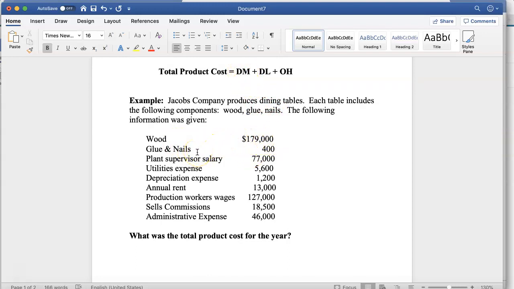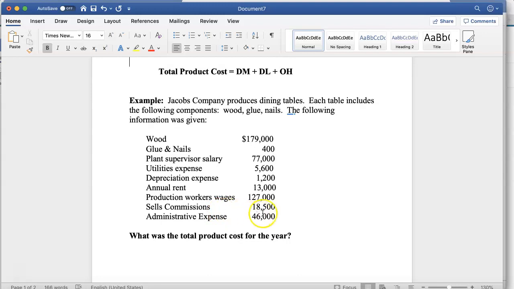Glue and nails are not direct material. That would be indirect material, and we would find that in the overhead account, so that would be included. Plant supervisor salary is indirect labor, and that's part of overhead. Utilities expense, depreciation expense, and the rent would all be considered overhead components. Production workers' wages, those are the people who actually touch the product, that would be direct labor.